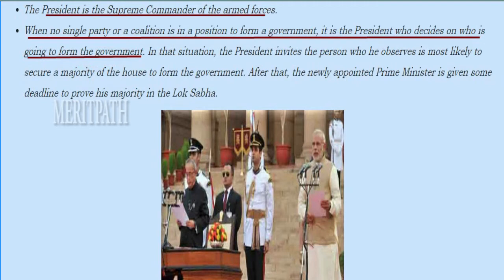When no single party or coalition is in a position to form a government, it is the President who decides who is going to form the government. In such a situation, the President invites the person who he observes is most likely to secure a majority of the House to form the government, and after that, the newly appointed Prime Minister is given some deadline to prove his majority in the Lok Sabha. In this image, we see President Pranab Mukherjee administering the oath to Prime Minister Narendra Modi.